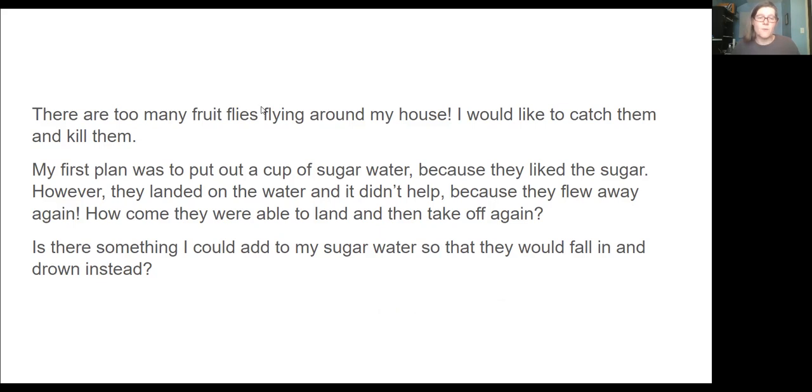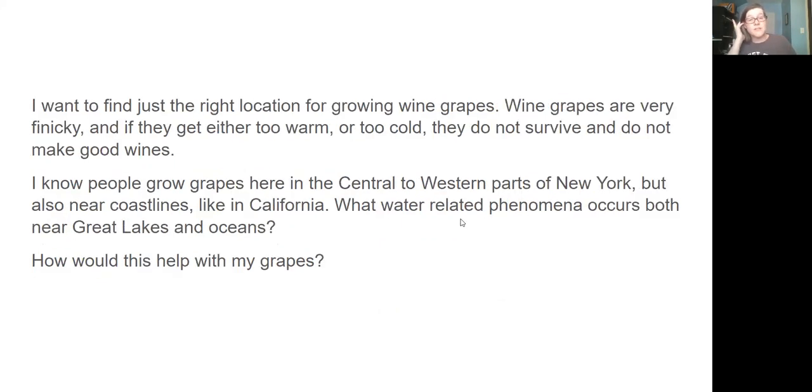What's the next thing about water? I want to find just the right location for growing wine grapes. Wine grapes are very finicky, and if they either get too warm or too cold, they do not survive. They don't make good wines. So I know people grow grapes here in the central to western parts of New York. My favorite Rieslings come from here, but also near the coastlines, like in California. So what water-related phenomenon occurs both near Great Lakes and oceans, or big bodies of water, as it might be?